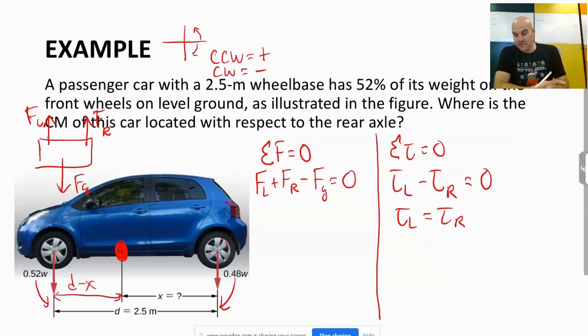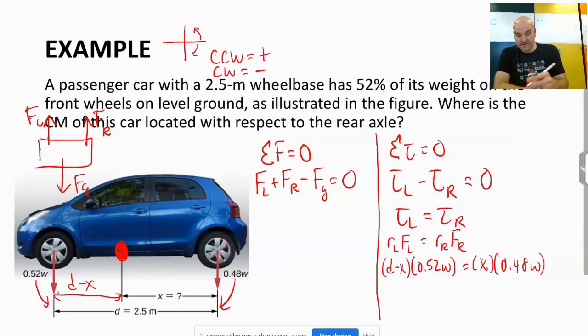And now we can just start plugging in what we know. So RL FL equals RR FR. My distance from the axis of rotation is d minus x, and the force is 0.52 W. On the right-hand side, it's x away, and the force is 0.48 W. The W's will cancel out, and then I've got some algebra to do. I have 0.52d minus 0.52x equals 0.48x.